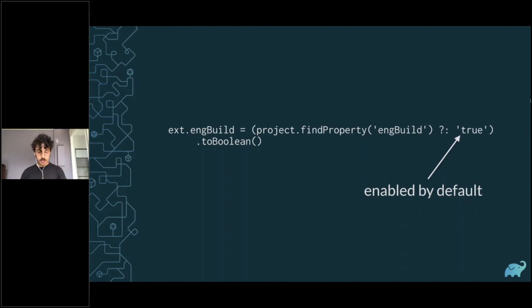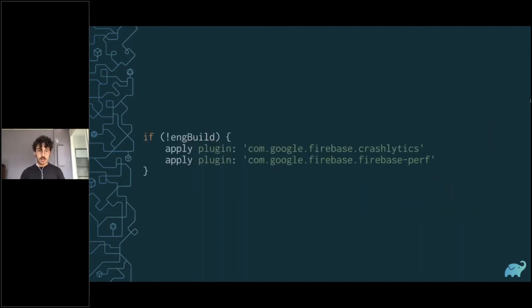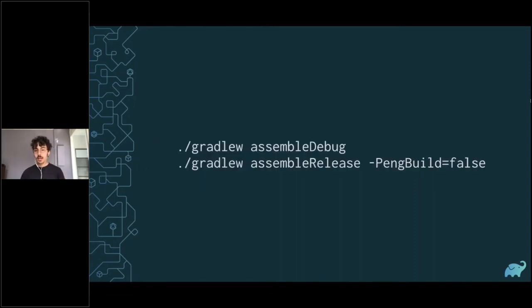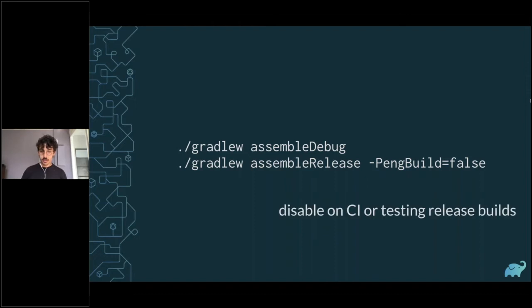So this is a Gradle property. You can define it in your root project, and then you can use it anywhere else, just like this. And then what you can do is just not apply plugins, right? So you don't apply the Crashlytics plugin, you don't apply the Firebase plugin, and then your local developer build is faster. Simple as that, right? You can apply this to any plugin. And then on CI or locally, when you actually want to run the release build, you disable engBuild. And that's a simple way of doing it.